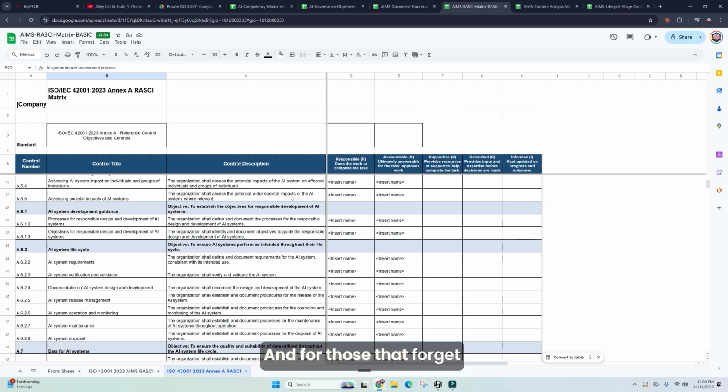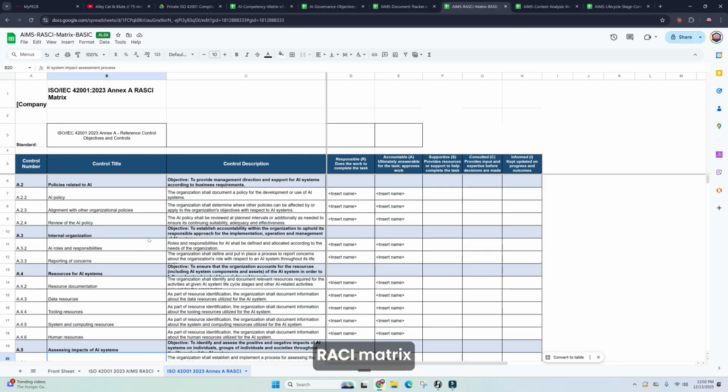And for those that forget what it is, it stands for R, responsible, who does the work; A, accountable, who owns the outcome, which should only be one person per item; S, supportive, who helps you out; C, consulted, whose input do you need; I, informed, who needs to know. And the critical rule, as most of you will probably know, is only one person should be accountable, not two, else nobody is. So this is the Annex A RACI matrix, and it's covering all 38 Annex A controls.